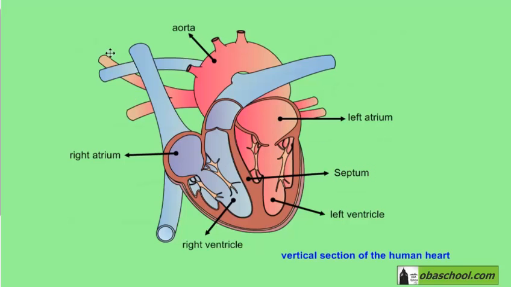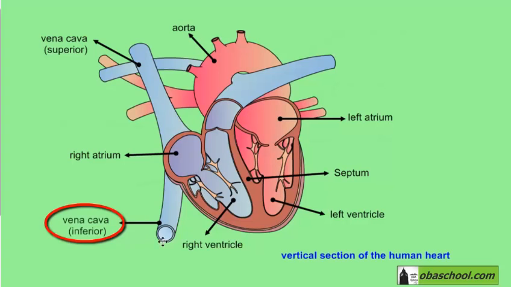We also said that we have the vena cava. We actually have two vena cavas. We have the superior vena cava that collects deoxygenated blood from the organs of the body and takes it to the heart. The superior vena cava takes blood from organs above the heart, such as the head. We also have the inferior vena cava that takes deoxygenated blood from organs lower than the heart to the heart, such as, for example, the legs.